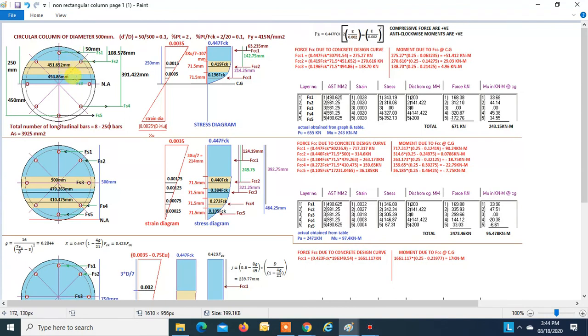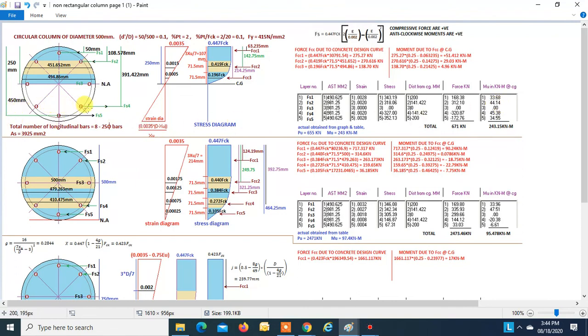Force into this distance will give you an anti-clockwise moment, and this distance is 141.422 mm. That turns out to be a 44.14 kilonewton meter moment, positive because it is anti-clockwise. Now coming to this force, it is on the CG, so the force is zero, and the moment will also be equal to zero, right?